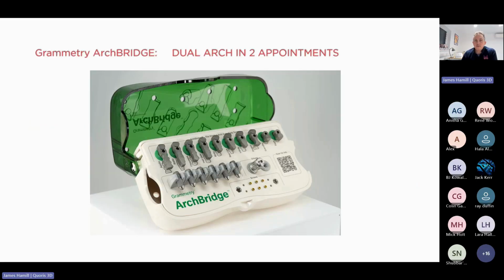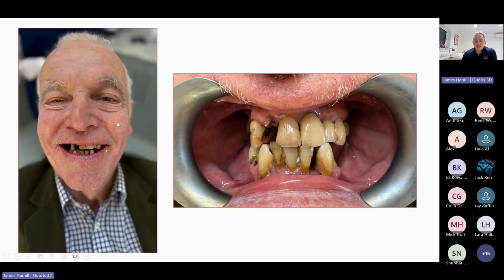Here are a couple of quick case examples. These have all been done by myself. This is where we've done a dual arch in 2 appointments, from temporary bridge to final in 2 visits. The first visit is about 45 minutes. The second visit is probably 20 to 30 minutes to fit. So it's a very fast way to get to a predictable end result, and we used the arch bridge kit for this example. This is a dual arch.